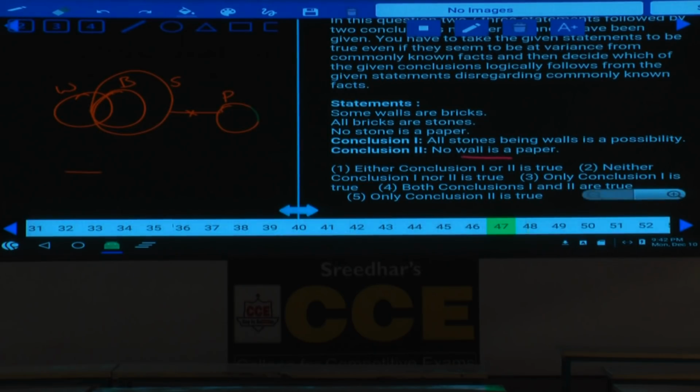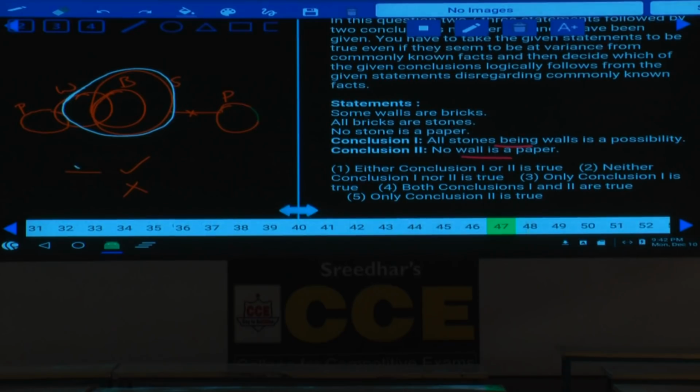Second one, no wall is a paper, definitely true. To make this one false, tell me whether I can draw paper like this or not. Alternate diagram proven, previous conclusion will be false. Then coming to the first one, all stones are walls is possible or not? Now tell me whether you can draw these walls like this or not. Yes. By writing like this, all stones are walls is possible.